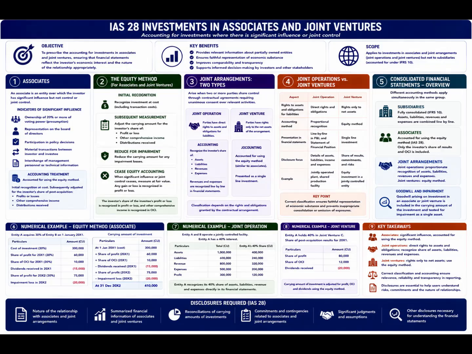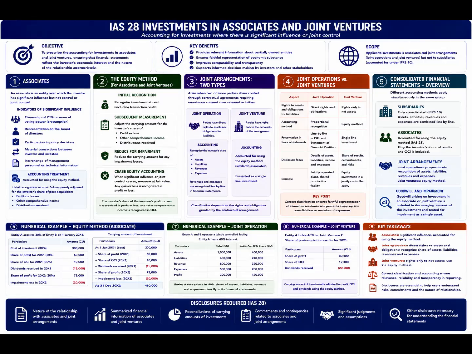An associate is an entity over which an investor has significant influence but not control or joint control. Significant influence generally exists when the investor holds 20% or more of voting power, although other factors such as board representation, participation in policy decisions, or material transactions may also demonstrate influence.